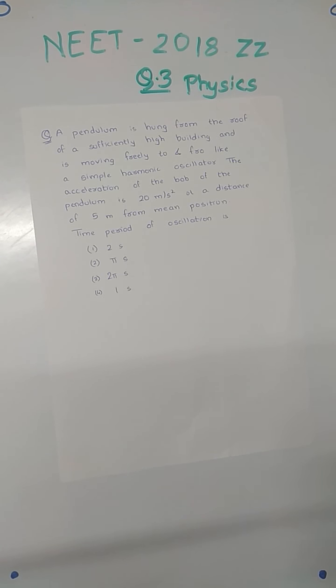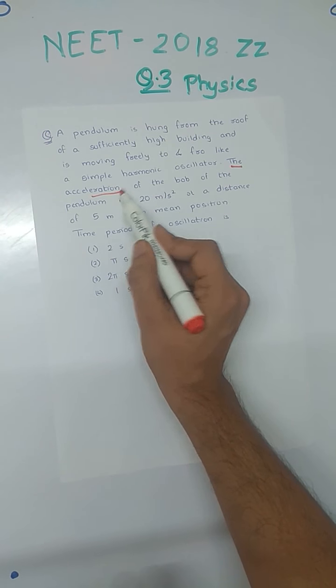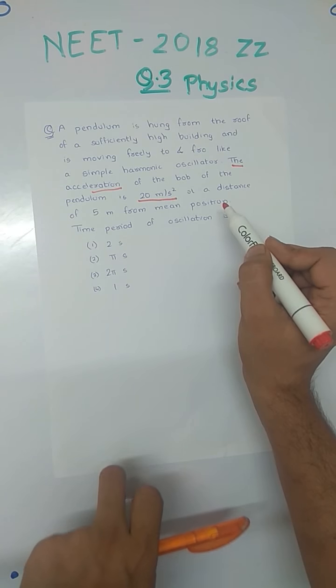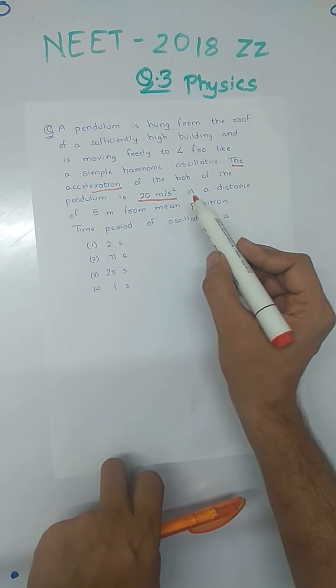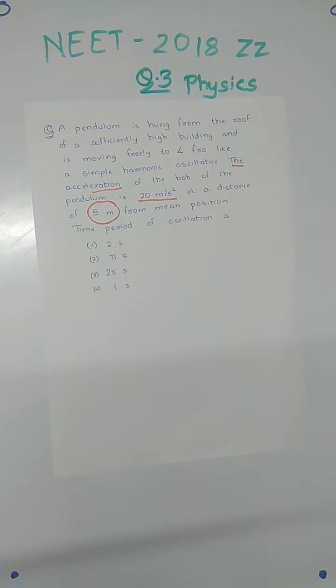So the values which will help you for the calculation are this. That is the acceleration, how much it is, 20 meter per second square, and at a distance of what? At a distance of 5 meter. So these two values are enough to solve the question.